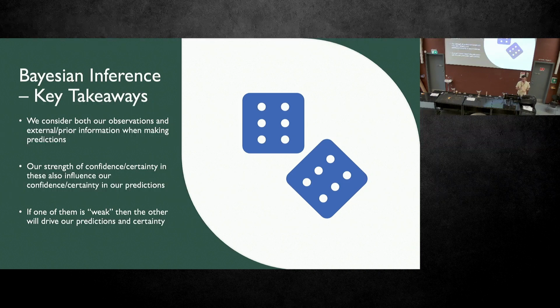And the other key thing to emphasize here is this idea of strength of influence and certainty. So if your prior is weak, then your observation is going to have more influence, and vice versa. So it's very important to consider the 2 of these when you're combining them and building a Bayesian model.